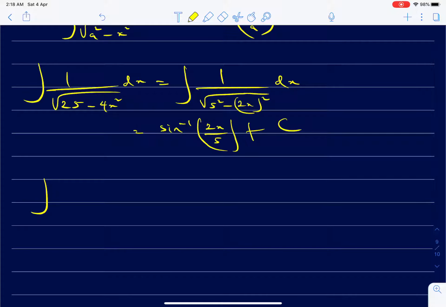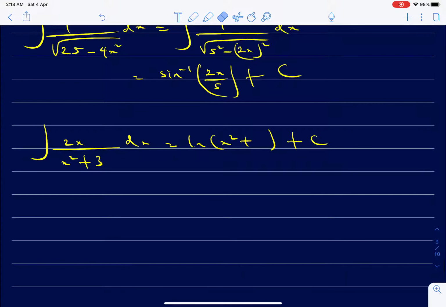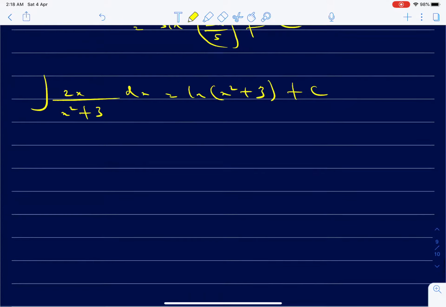Evaluate the integral of 2x over x squared plus 3, 2x divided by x squared plus 3 with respect to x. And that's the same as the ln of x squared plus 3 plus c. We go to the next.